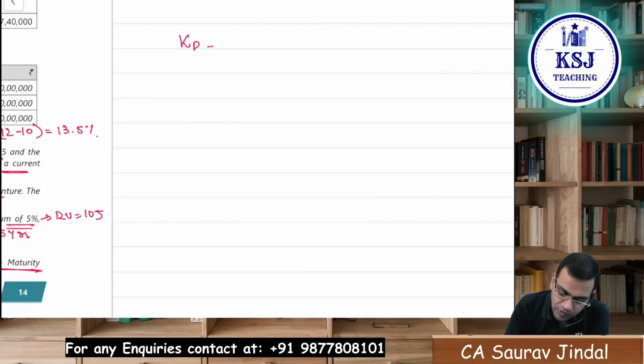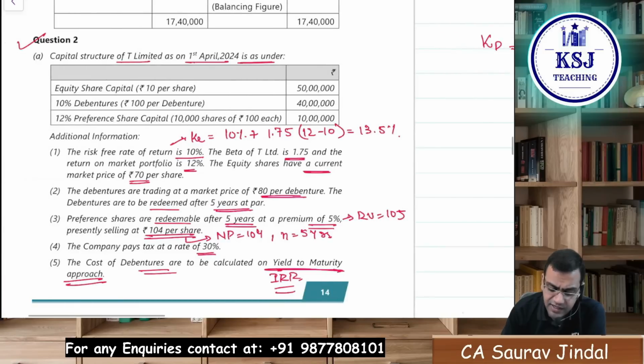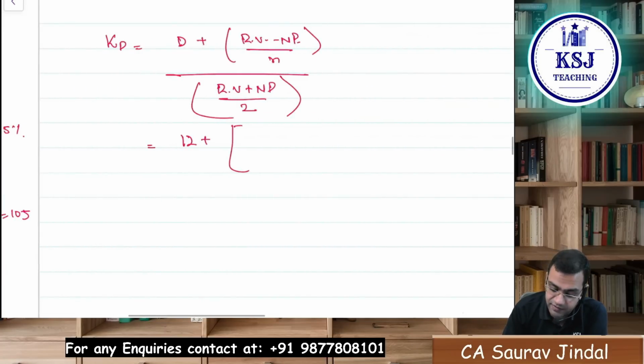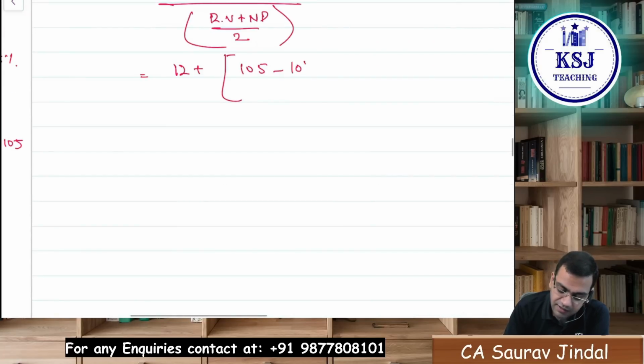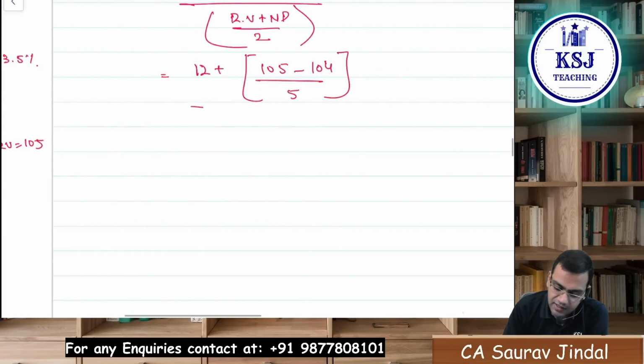Right, so for KP, what will be the formula? That is D plus redemption value minus net proceeds divided by N, whole divided by redemption value plus net proceeds divided by 2. What will be the dividend here, sir? Dividend will be 12% on 100 rupees, that is 12, plus redemption value 105 minus net proceeds, the current market price 104, divided by N, which is 5 years, divided by 105 plus 104 divided by 2. So solve this. What will you get, sir?